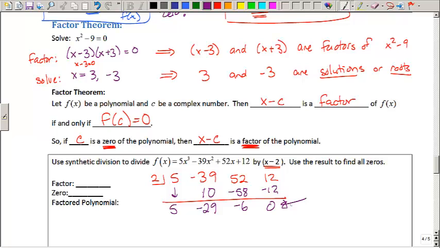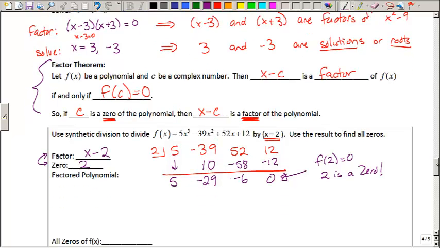If I have a 0 remainder, the remainder theorem tells me that f of 2 is equal to 0, so therefore 2 is a 0. Yay! So what is the 0? 2. So what is this corresponding factor? x minus 2. These two pieces of information are basically interchangeable. The factor of x minus 2 means that the 0 is 2. The 0 is 2. That means the factor is x minus 2. This is what the factor theorem is telling us. That a factor will tell you its 0. A 0 will tell you its factor.